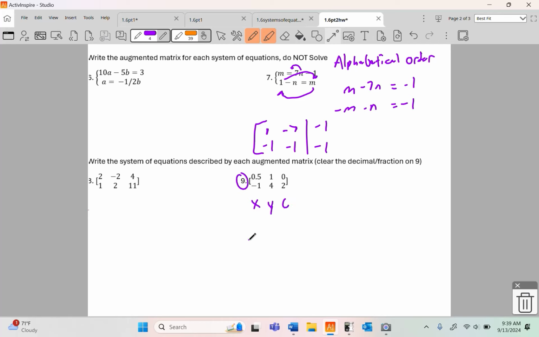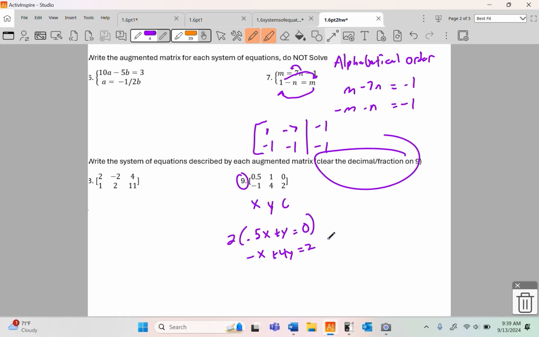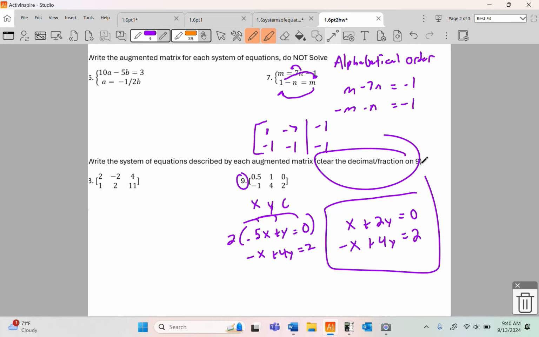I'm going to do 9. We would have 0.5x. Let's clear that. 0.5x plus y is 0. And negative x plus 4y is 2. Now I said clear the decimal fraction. I can do that by doubling, because 2 times a half is 1. Doesn't change anything because I used the distributive property. I doubled everything, the left and the right. And there you go. And that's a good stopping point for this.